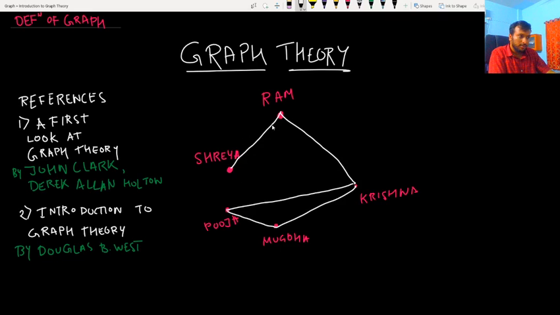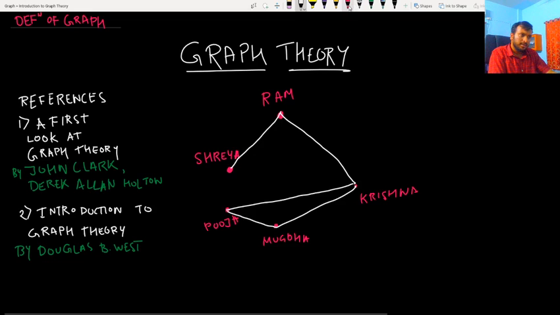This kind of a picture is called a graph, where the points correspond to people and the lines correspond to a relationship, which is friendship. So a graph is nothing but some set of points and some set of lines between them.